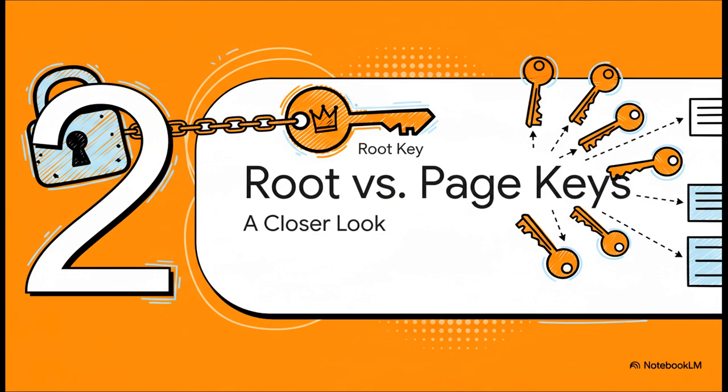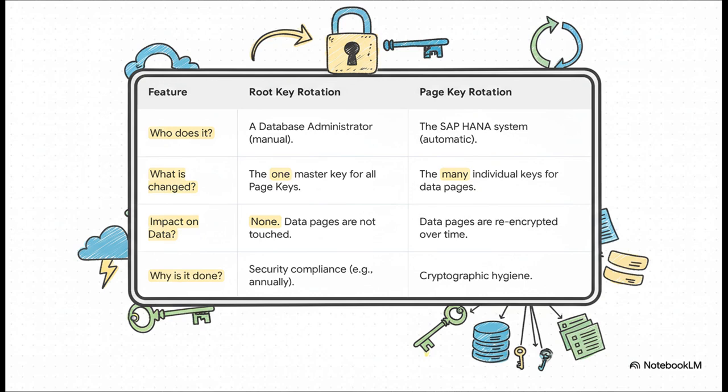Okay, so we've got the basic idea down. Now let's zoom in a little closer and really compare these two types of keys, because they do very different things and live very different lives, so to speak. This chart really lays it all out perfectly. Let's look at root key rotation. Who does it? You do, the administrator. It's a manual thing, usually for security compliance, right? It's like changing the master lock on the main vault door once a year.